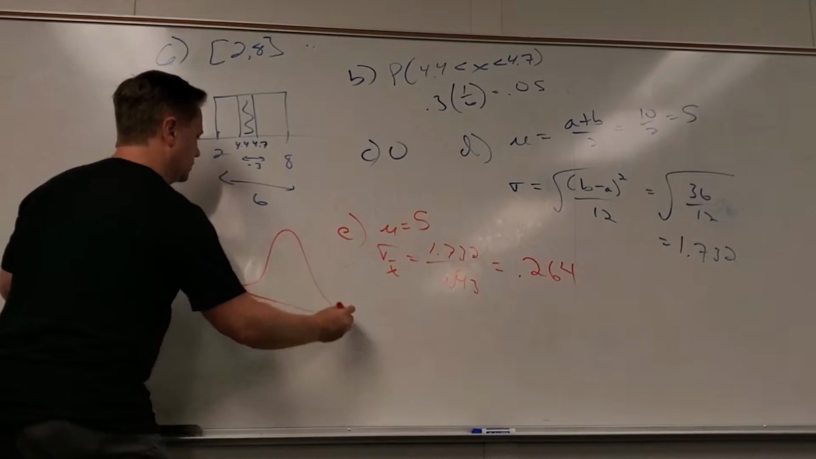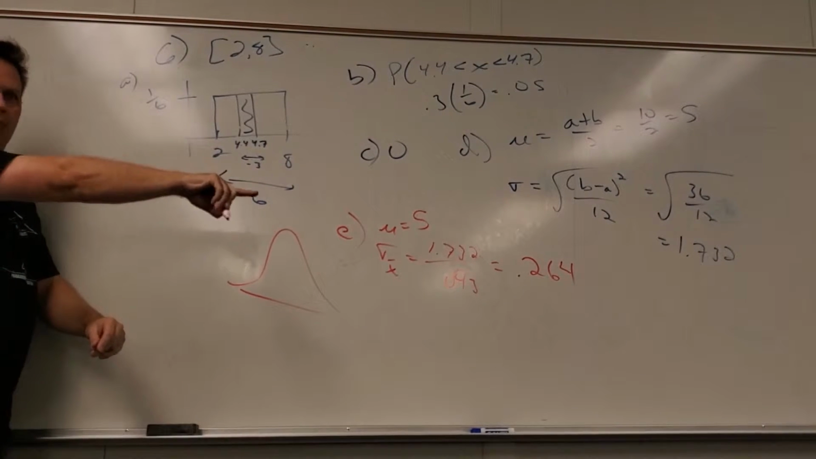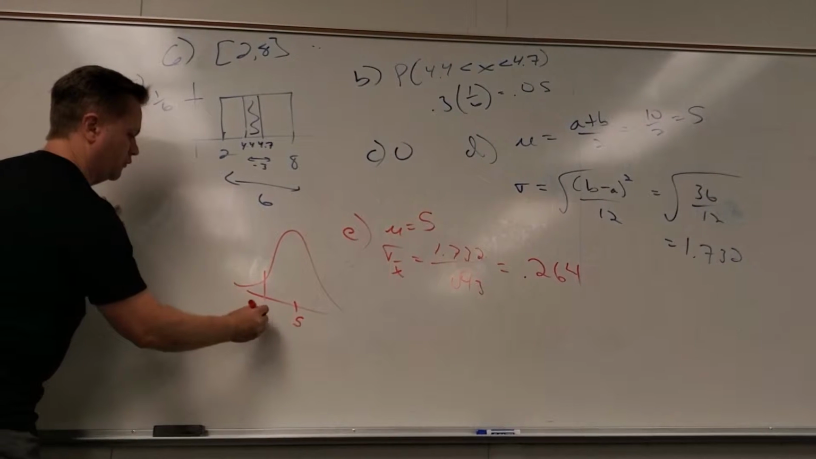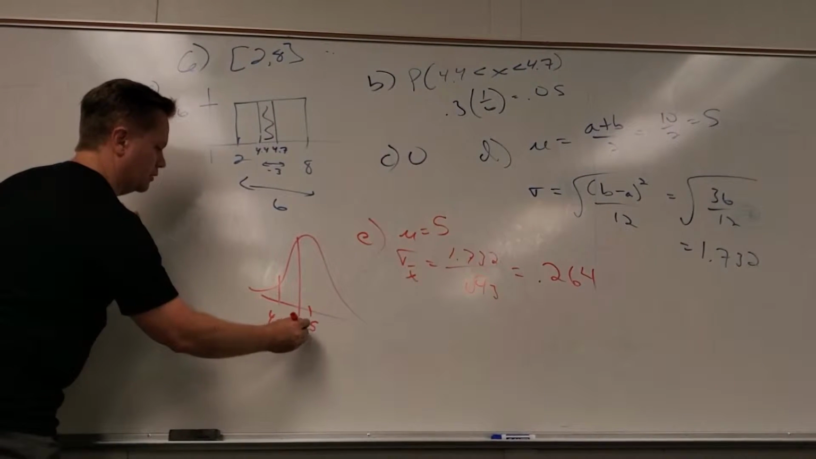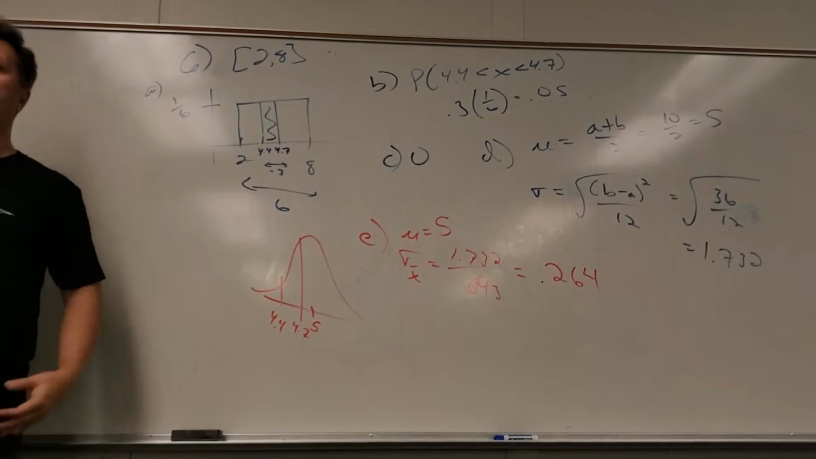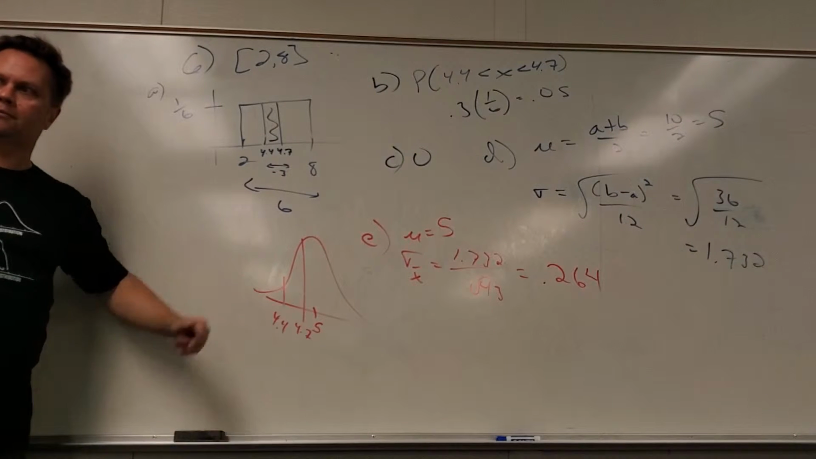So now it's this. So not doing anything with rectangles anymore for this one. What's in the middle? 5. And I want from 4.4 to 4.7. And so what am I going to create? Z-scores. And then I can look it up on the Z-score chart, because now I have a normal distribution. I can't do this anymore because it's not a big block anymore.